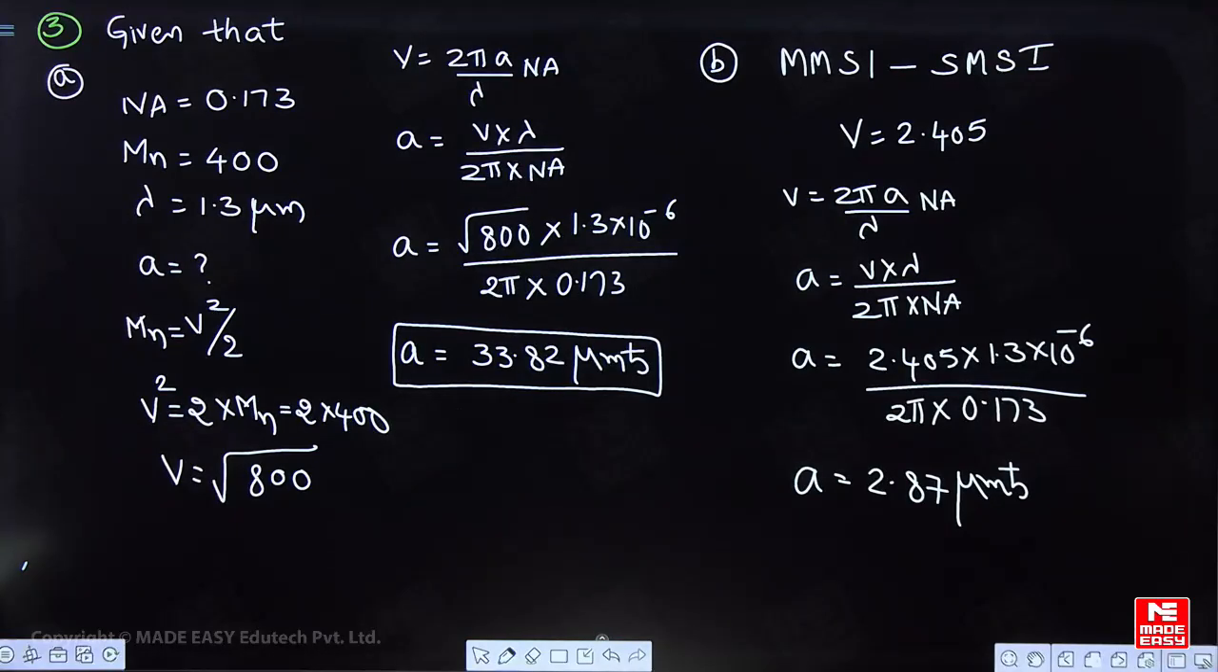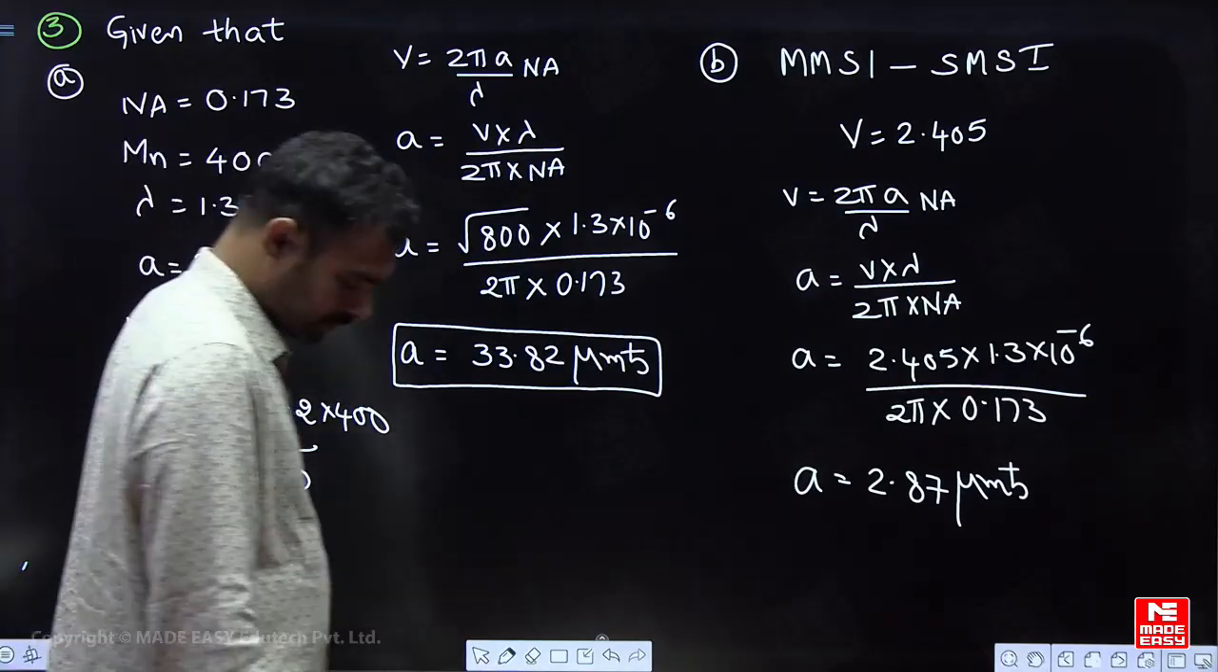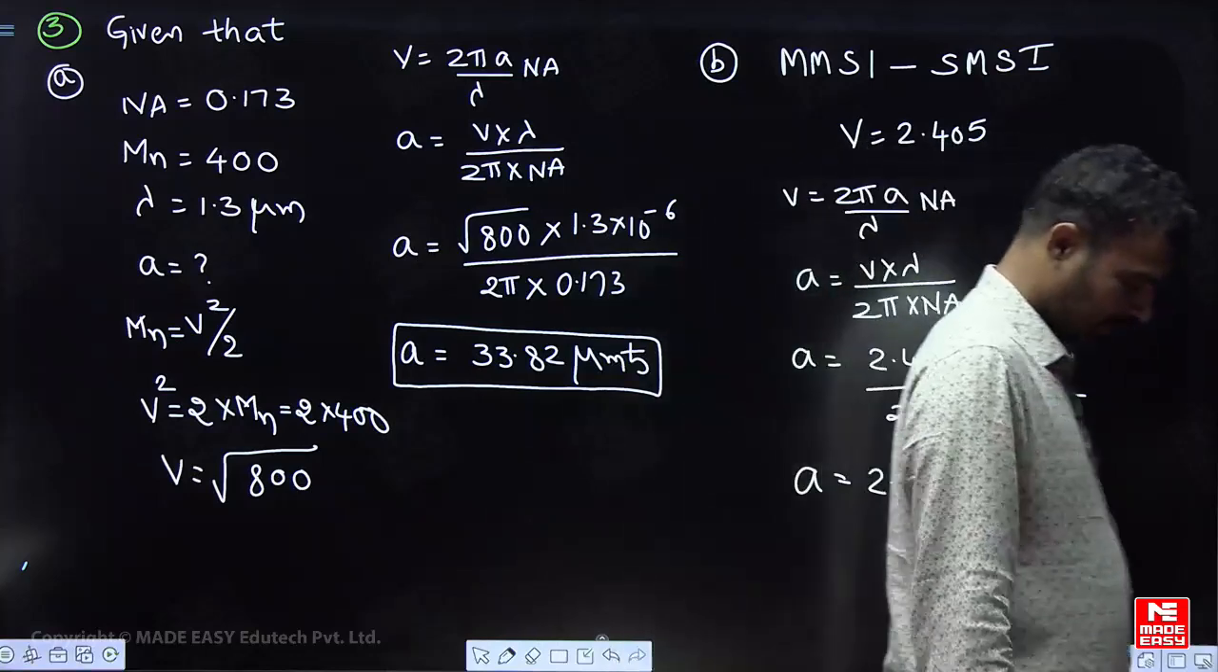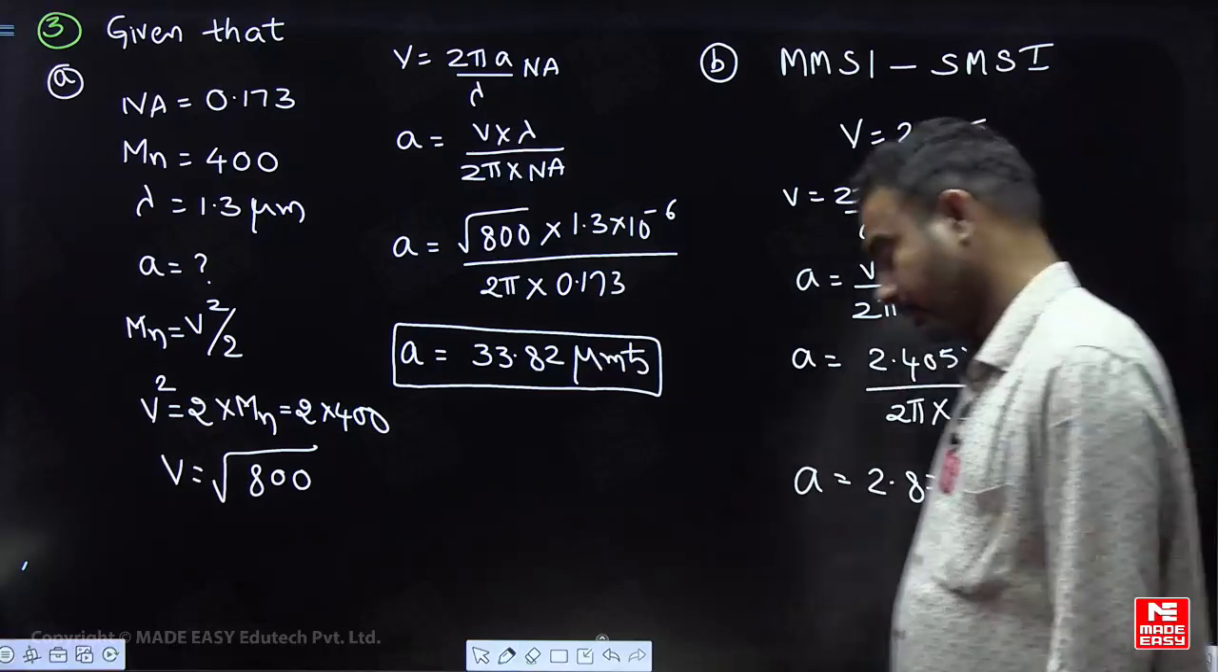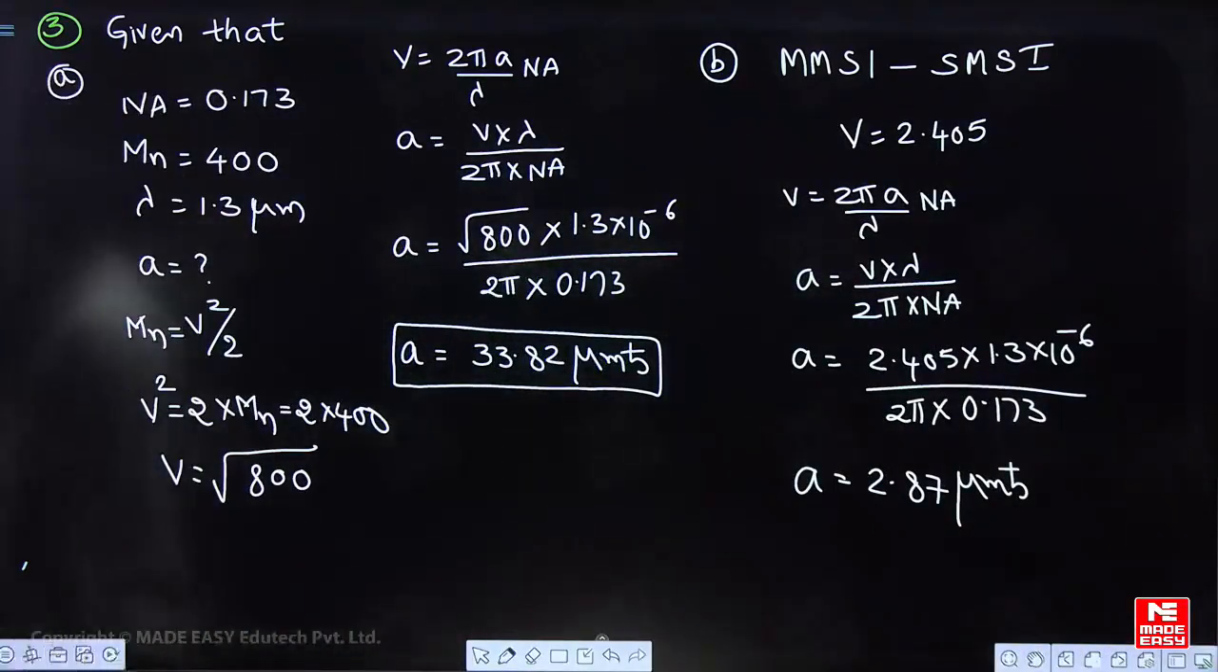Next question. Question number 4. Calculate the number of modes for step index fiber with the refractive index of core 1.41 and cladding 1.4.